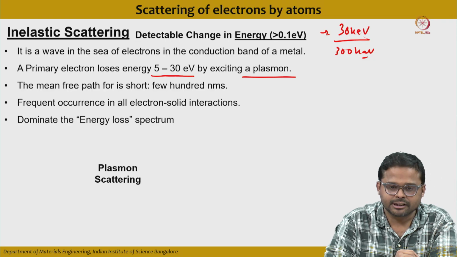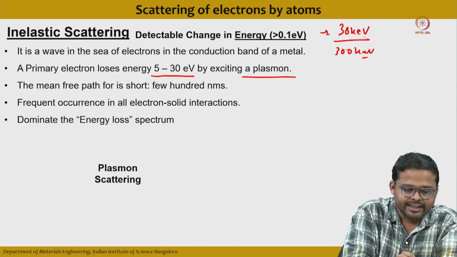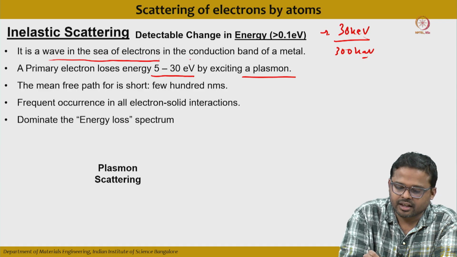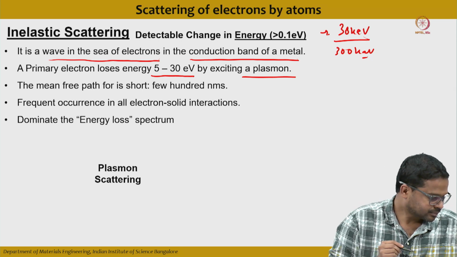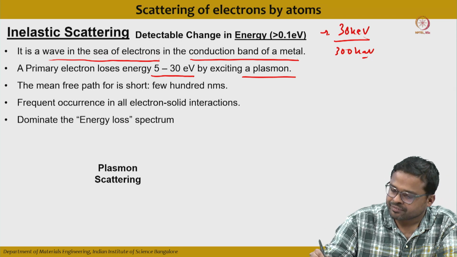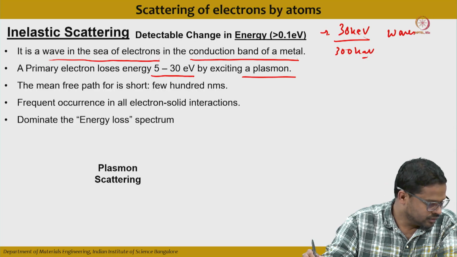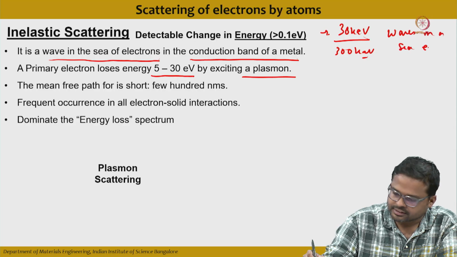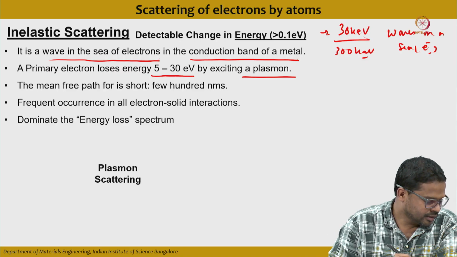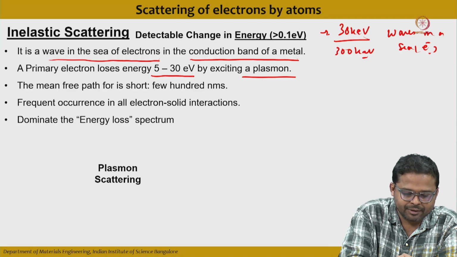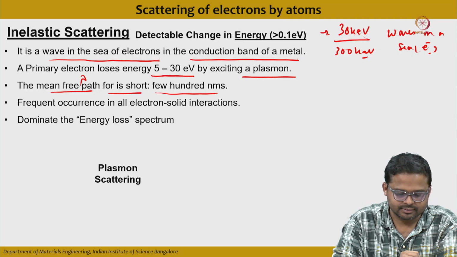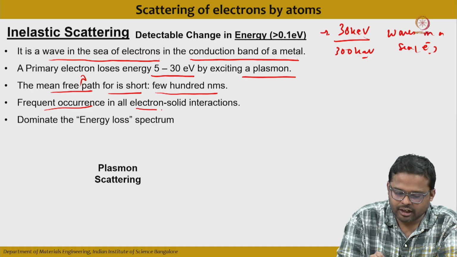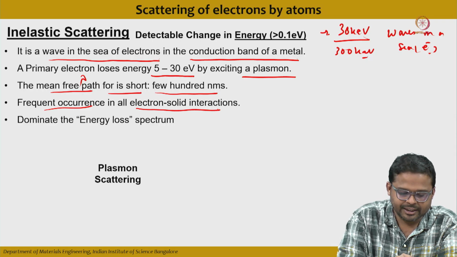Okay. So, what is a plasmon? It is defined as a wave in the sea of electrons in the conduction band of a metal. Okay. So, it is a wave in a sea of electrons. Here the mean free path, the lambda, is very short, only a few hundred nanometers. This is a frequent occurrence in all electron solid interactions, and usually it dominates the energy loss spectrum.